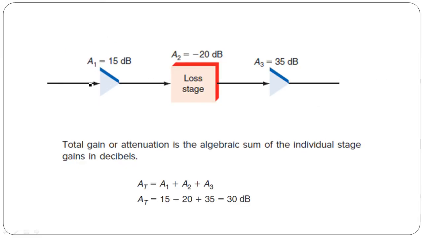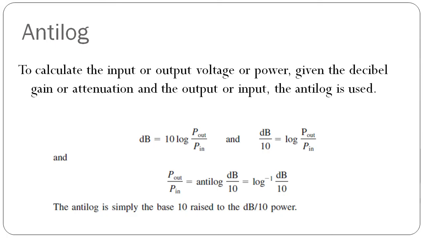Yung first amplifier, merong gain na 15 decibel and merong attenuation yung second stage ng negative 20 decibel and third stage merong gain na 35 decibel. So, i-add lang natin lahat para makuha natin yung total gain ng buong system. So, 15 minus 20 plus 35 is equals to 30 decibel. So, makikita natin pala dito, hindi pala magiging attenuated yung output signal kasi yung buong cascaded system is positive. Okay, 30 decibel. Okay, next.